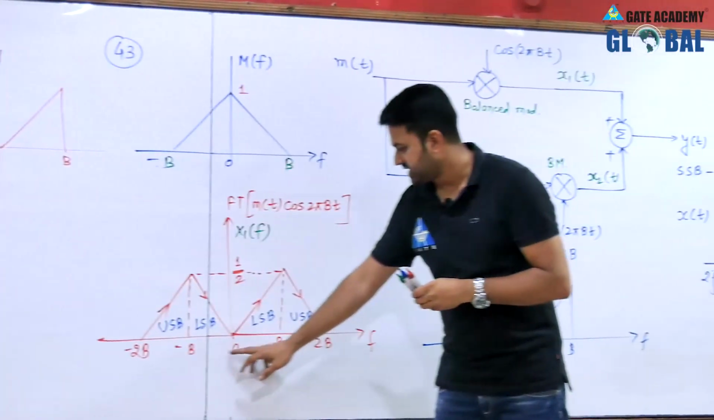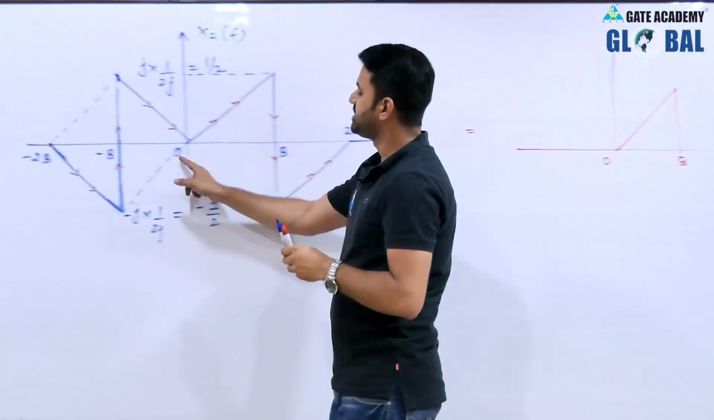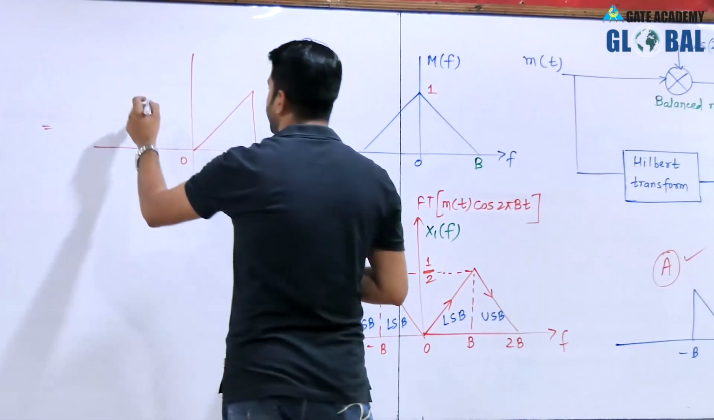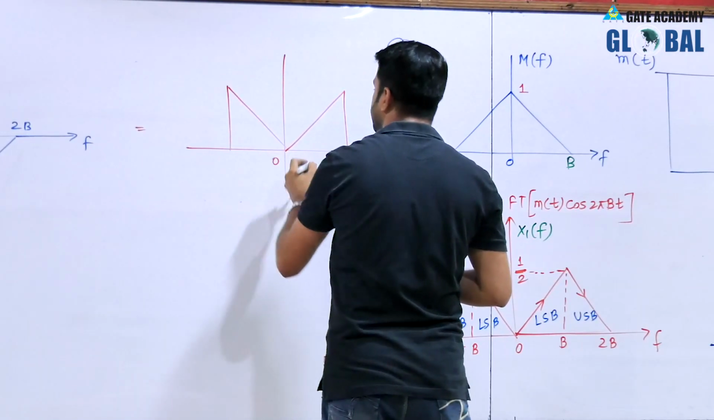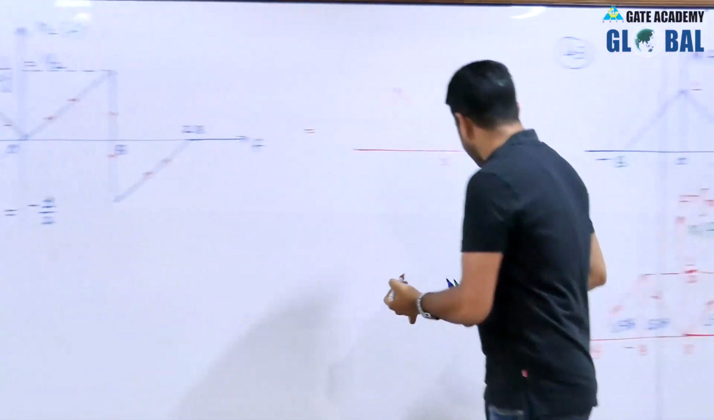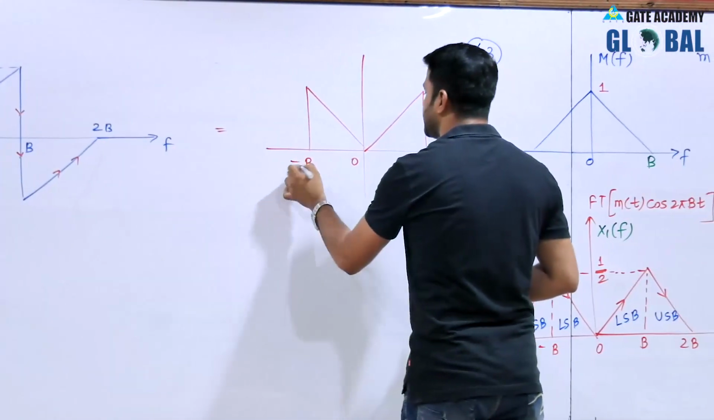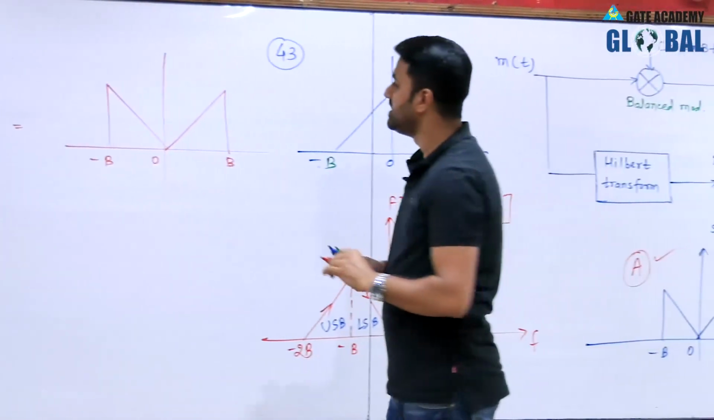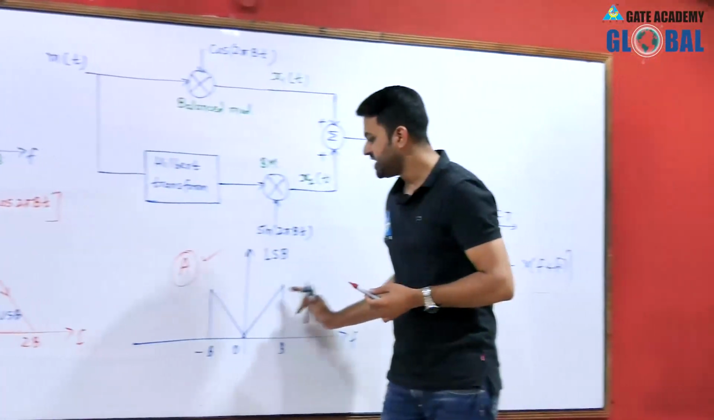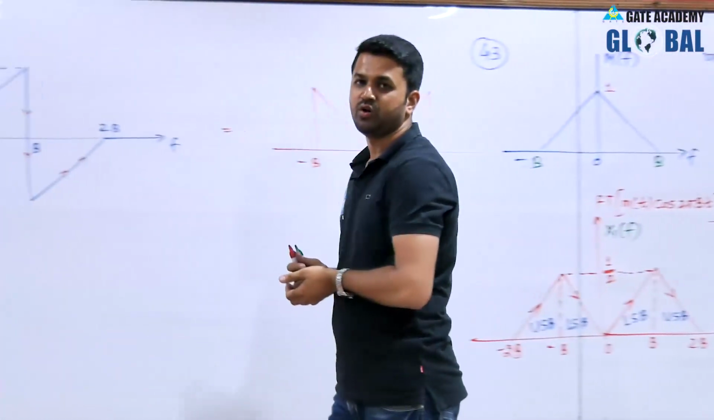Similarly, on the negative side, 0 to minus b is a negative slope, and 0 to minus b is a negative slope, and both the slopes are the same, that's why they will add and we will get the spectrum. And from minus 2b to minus b this is a negative slope, and minus 2b to b this is a positive slope, and they will cancel each other, and we will get the spectrum between minus b to b only, which was the lower side band, as we have calculated here also. So that's why the correct answer for this question will be option A.